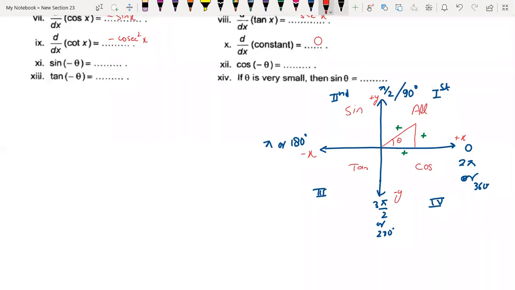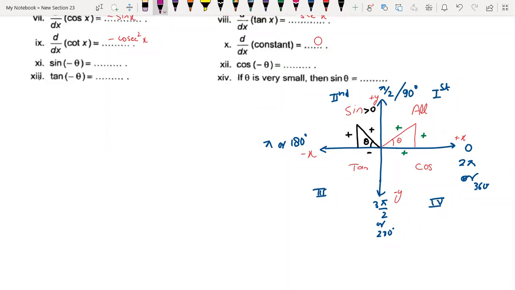Now let us come to the second quadrant. In the second quadrant, the x coordinate will be negative, because we are drawing x towards the negative axis, and this is positive, hypotenuse is positive. Sin will be positive, perpendicular upon hypotenuse. Cos is base upon hypotenuse, so cos is negative. Tan is perpendicular upon base, that becomes negative.